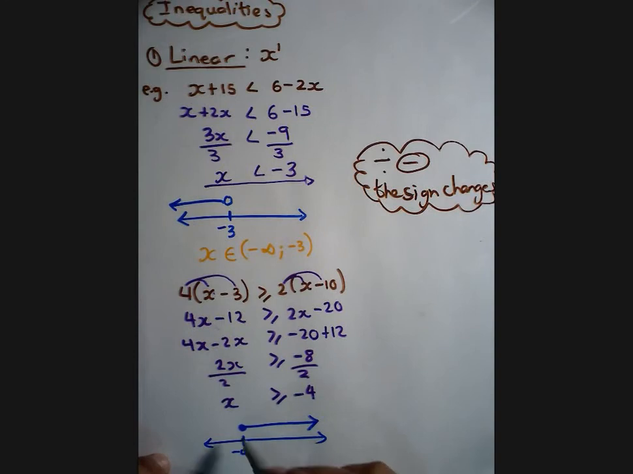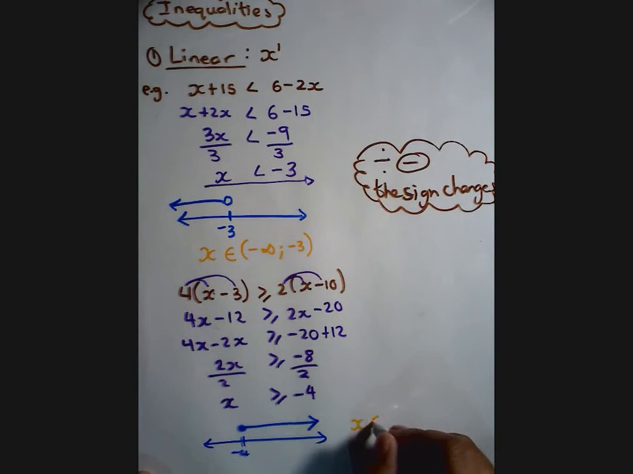Right, to go towards the right hand side. But if I had to do it in interval notation, my answer would have been x is an element of. Now you take the smaller number, so this is included, so it's a square bracket, minus 4, positive infinity and an open bracket like that. Right, that's very simple for linear inequalities.